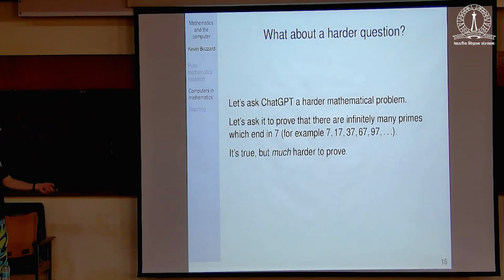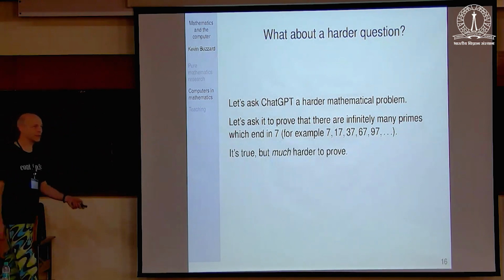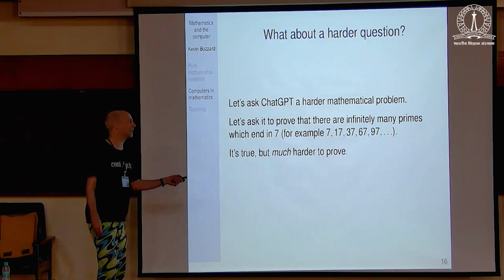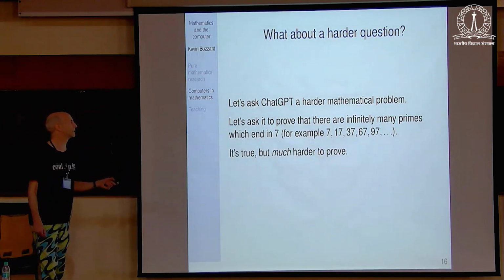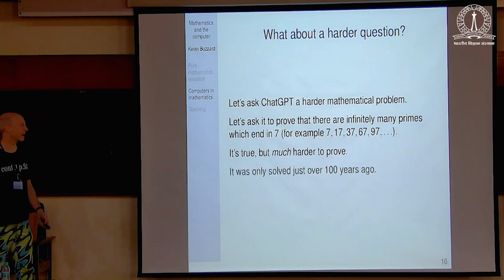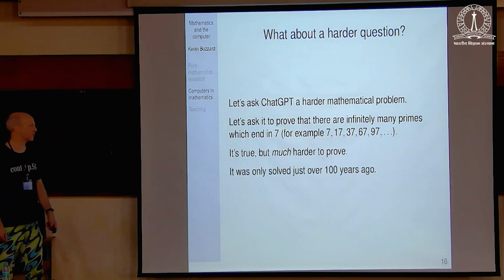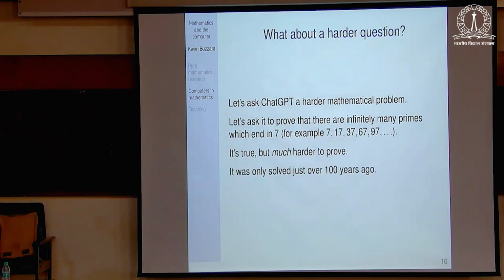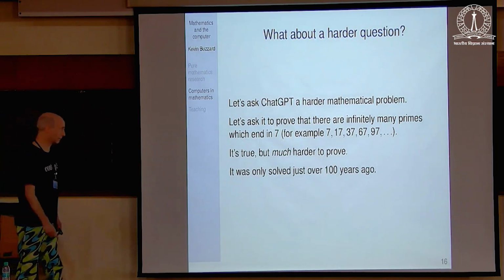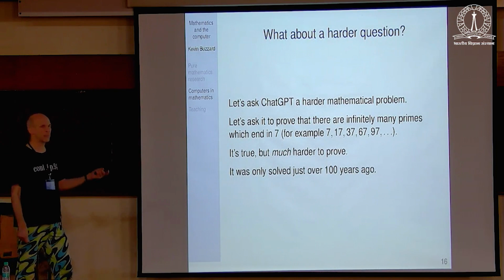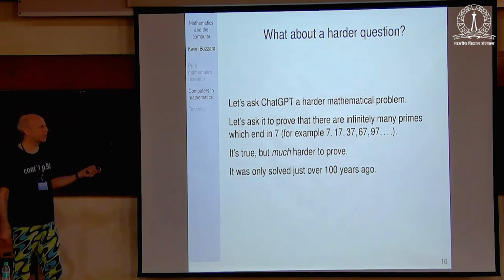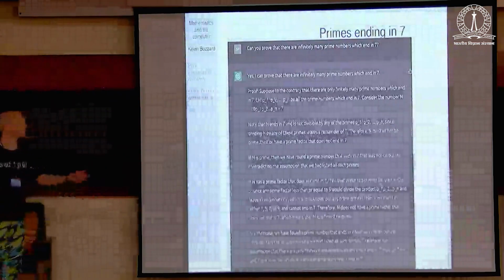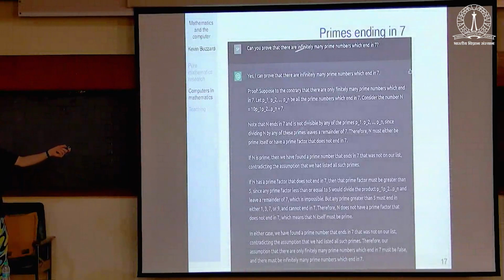But it turns out that actually this is much harder. This was not known to Euclid. This is a genuinely deeper result. It was only proved just over 100 years ago, about 130 years ago. And the method we have doesn't work. Okay, so let's ask ChatGPT, can you prove that there's infinitely many primes that end in 7?